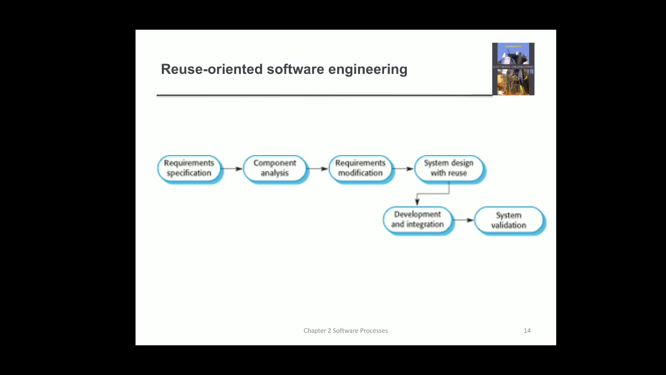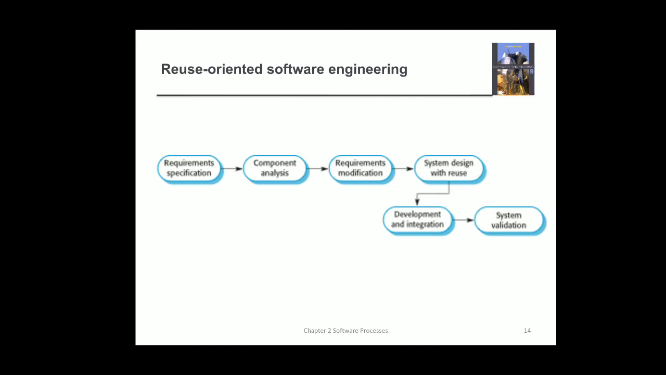Then we have system design with reuse. During this phase, the framework of the system is designed, or an existing framework is reused. The designers take into account the components that are reused and organize the framework to cater for this. Then some new software may have to be designed if reusable components are not available. If reusable components are not available, then we have to develop them by ourselves.